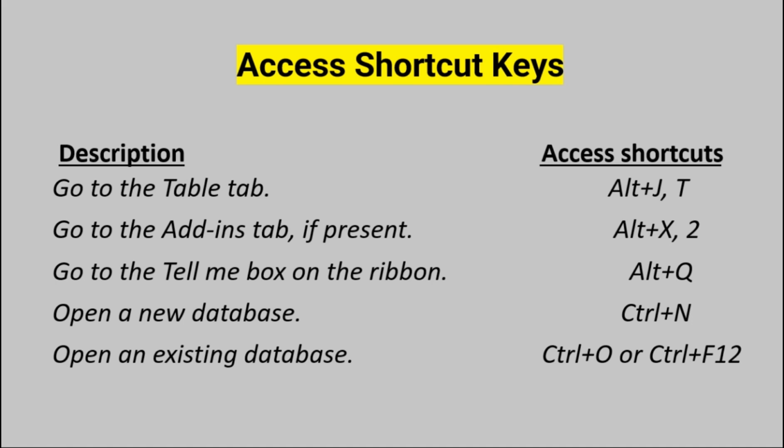Next shortcut key is Alt plus J with the letter T, which can be used to go to the table tab. Next, if you wish to go to the add-ins tab, if present in there, you can simply use Alt plus X with the number 2 in it. Now, in order to go to the tell me box on the ribbon, you can use Alt plus Q.